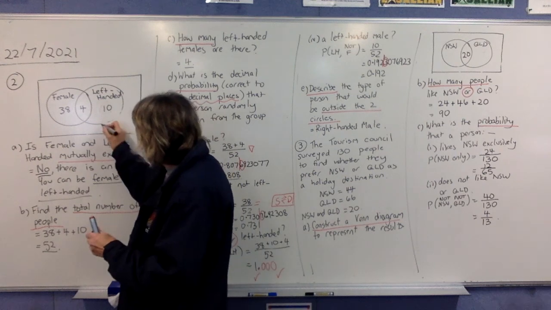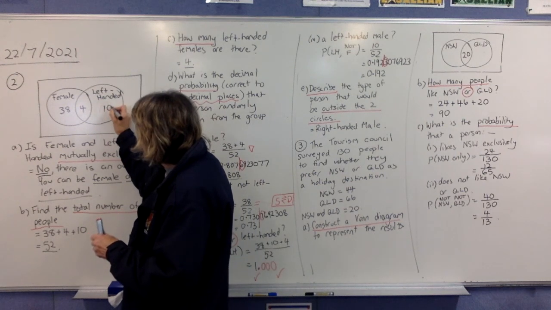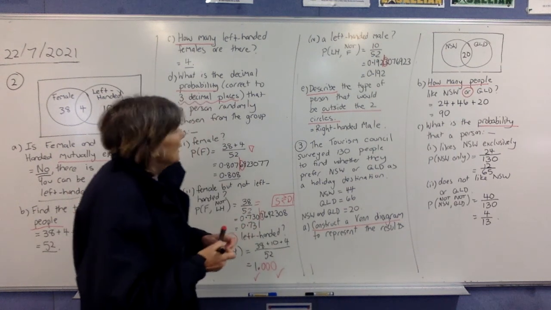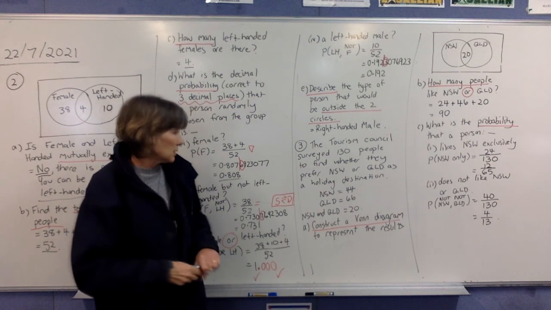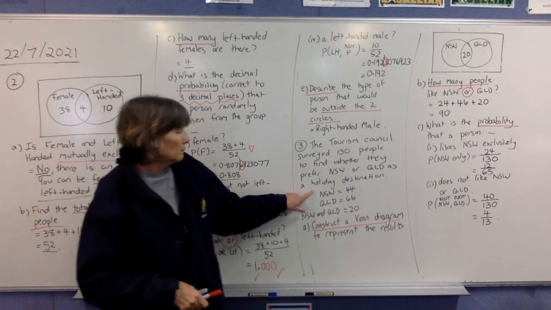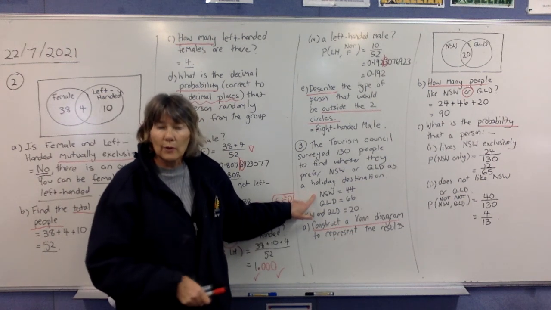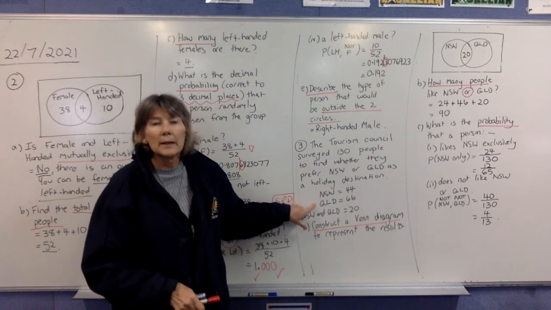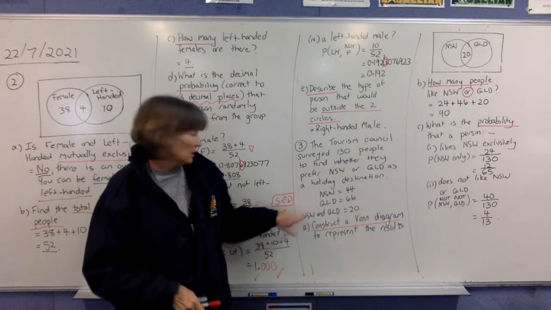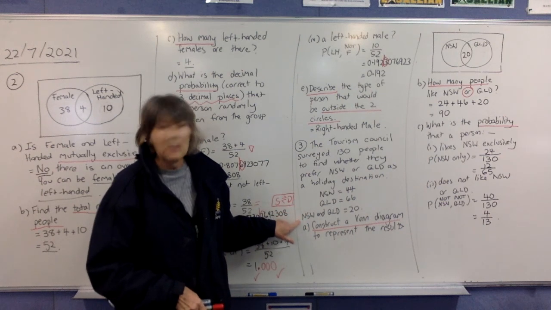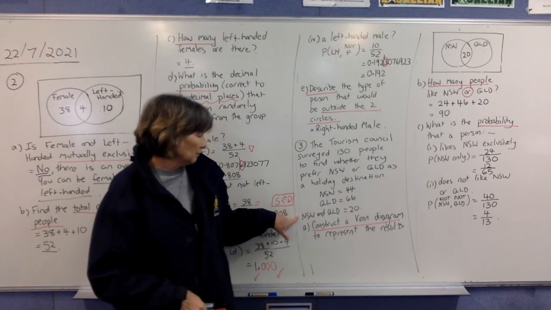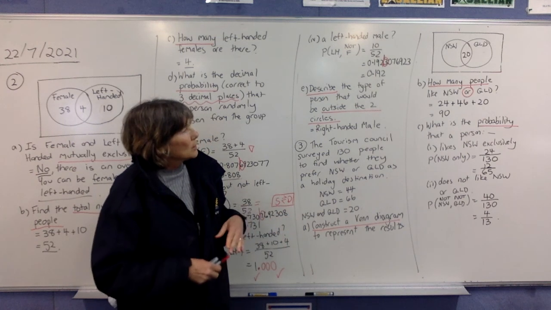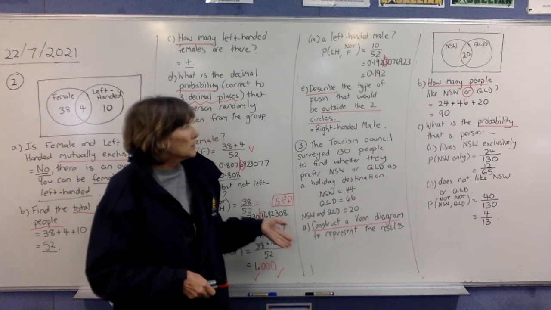Alright, so the Tourism Council surveyed 130 people and asked them whether they preferred New South Wales or Queensland as a holiday destination. And this is what they got. New South Wales got 44 votes. Queensland got 66 votes. And some people said, well, I like both of them, so that we like New South Wales and Queensland. There were 20 people that did that. So we're now going to try and construct a Venn diagram based on what they've told us.